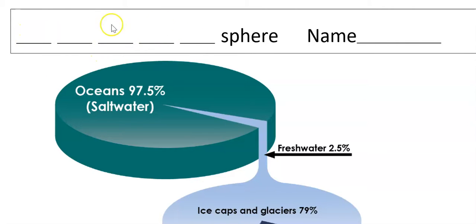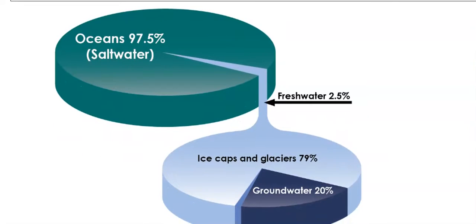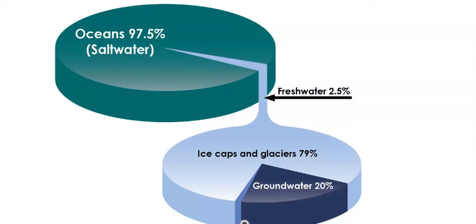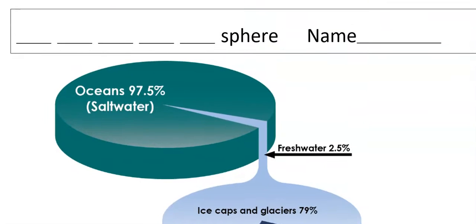Each blank here is the name of that sphere that had to do with water. I also will want your name on the piece of paper. And then there's a graph here. And this has you thinking about where water exists on Earth. So this top circle is saying all the water on Earth, oceans and freshwater.